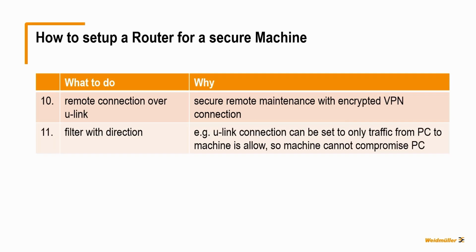Tenth, for a secure maintenance connection, you can use VPN connections like Ulink, the remote maintenance platform from Weidmüller, which makes the handling very easy and secure. Eleventh, finally, you shall consider that you can use filters with a direction. Also, in case of remote maintenance, it is a sensible protection to forbid traffic backwards from the router to the upper network. In case there is a virus on the machine, it cannot jump easily to the computer of the service technician. Let's jump a bit into the web interface of the router and do the settings now.